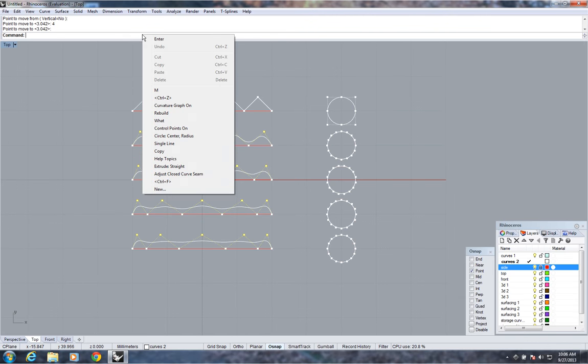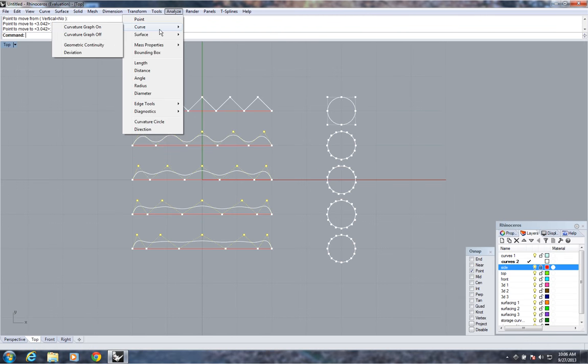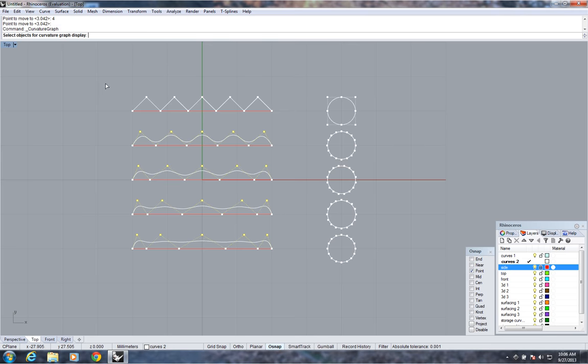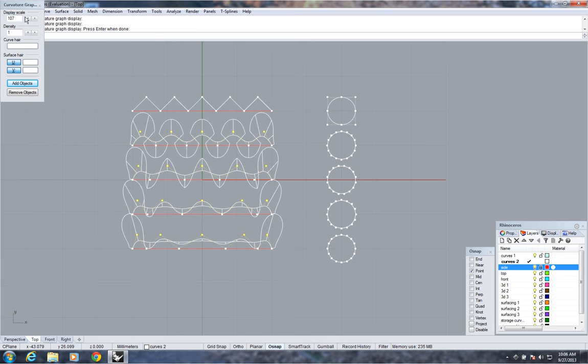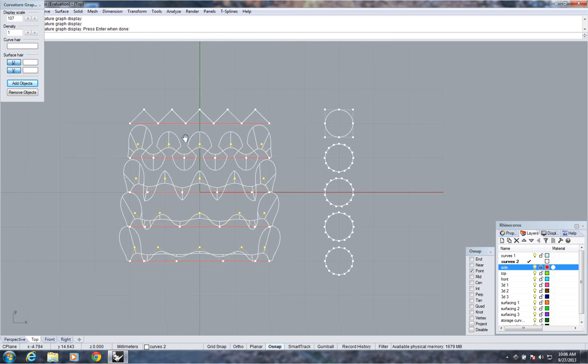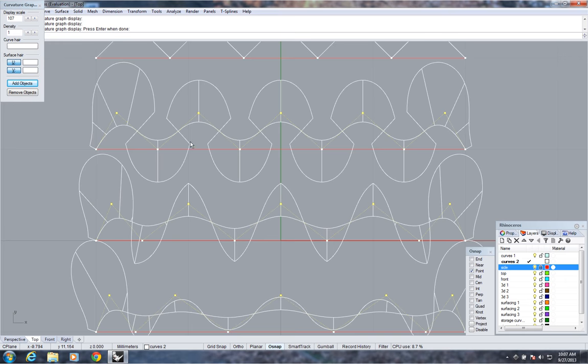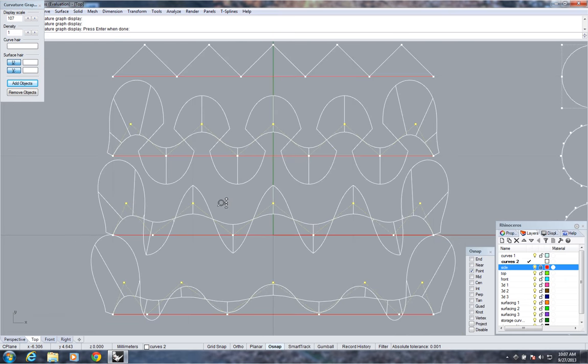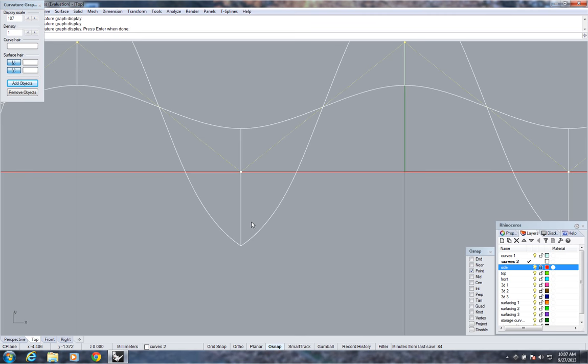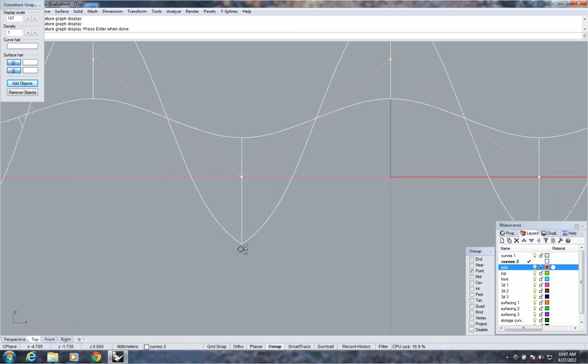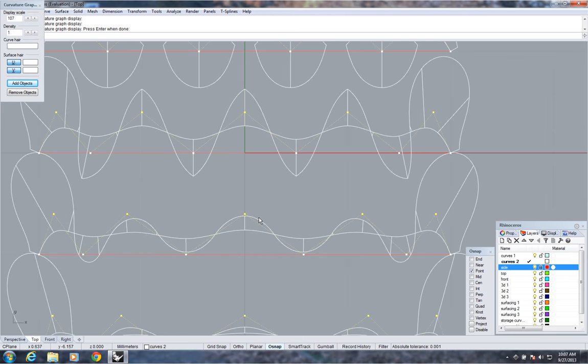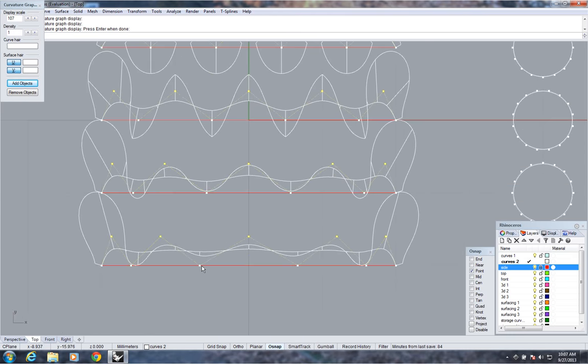Just for interest, I will show you the curvature graph. Analyze, curve, curvature graph on. You can see the hard kinks on the 2nd degree curve, maintaining those circles. Notice the kink on the 3rd degree. It doesn't affect the line, but you can see it in the math. There are no points or kinks at all in the 4th degree curve or in the 5th degree curve.